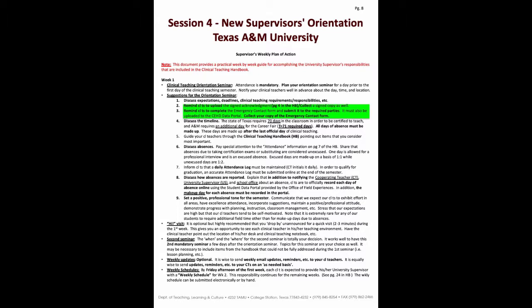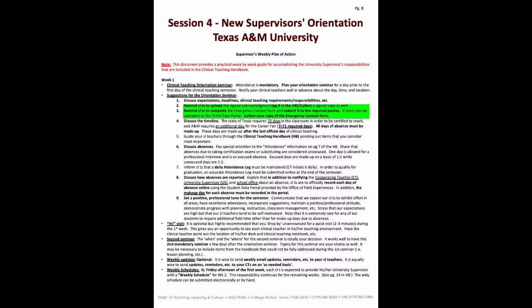For the next slide and the following 3 slides, you will need your copy of the miscellaneous handout entitled Supervisor's Weekly Plan of Action. This handout is 4 pages in length. This is a week-by-week guide as to what a Texas A&M University supervisor does during the semester. Use it as a reference.